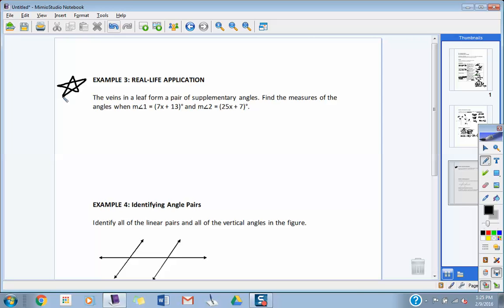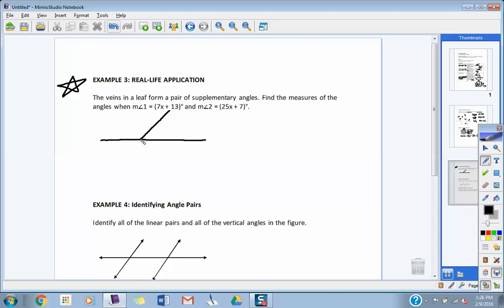And it says the veins in a leaf form a pair of, what's the word? The veins in a leaf form a pair of supplementary angles, meaning 180. It's two angles put together that form a straight line. Would you guys agree with that?